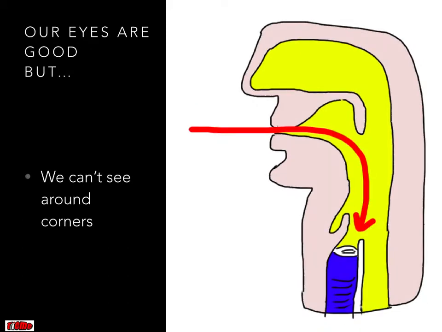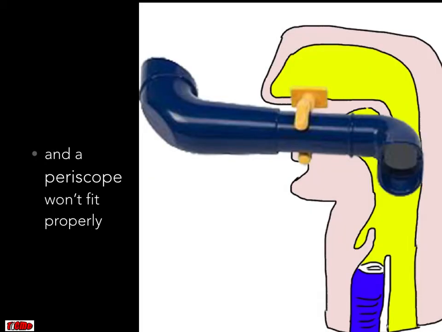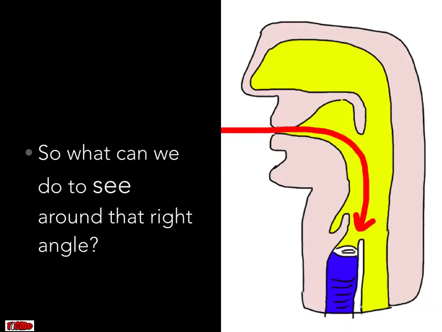Now, we have got very good vision, humans, and we can do lots of things, but one thing we can't do is see around corners. And it's clear from looking at this sagittal view that the angle between the chords and the mouth is essentially 90 degrees. Unfortunately, the usual way to look around corners, such as a submariner's periscope, doesn't really fit in the mouth very well. So what do we normally do to try and see around that right angle?